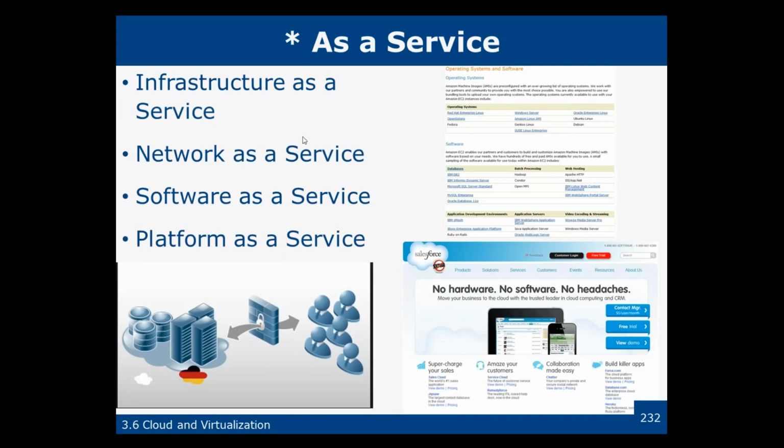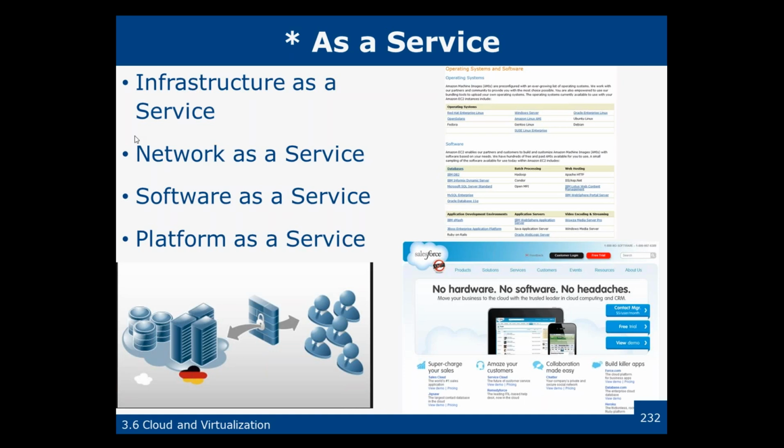The star as a service, the different things as a service: infrastructure as a service, network as a service, software as a service, platform as a service. How much do you need? Infrastructure as a service is the entire infrastructure comes from the cloud. Network as a service, you're probably going to get server and storage.